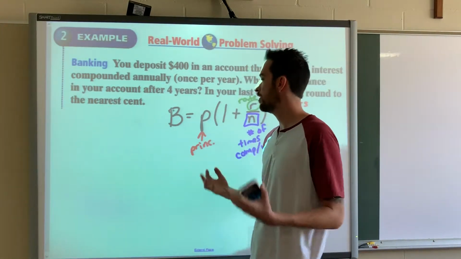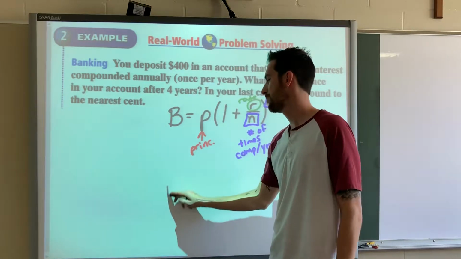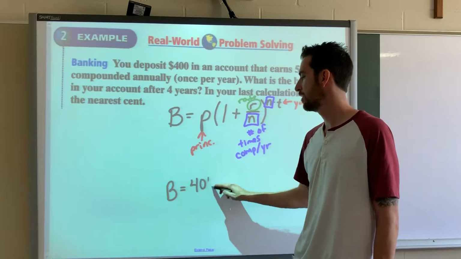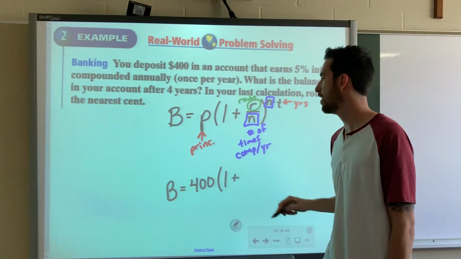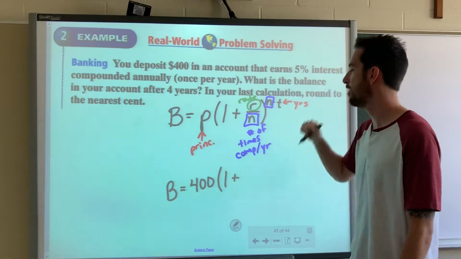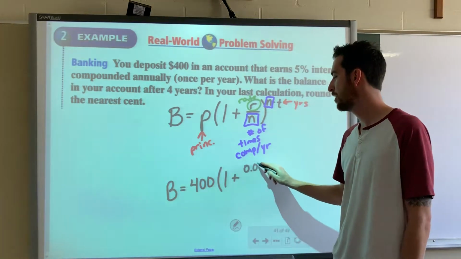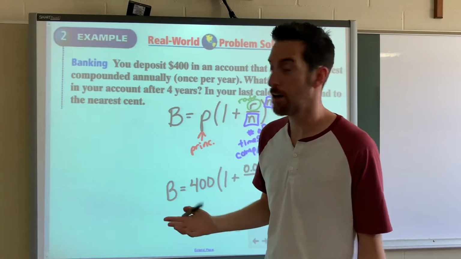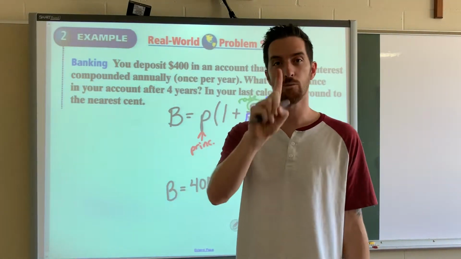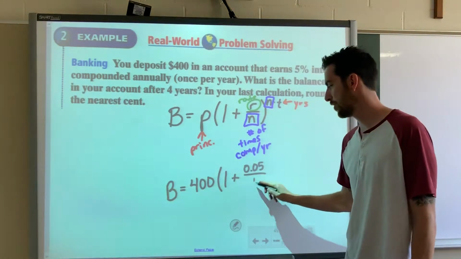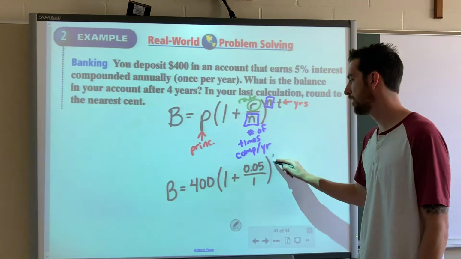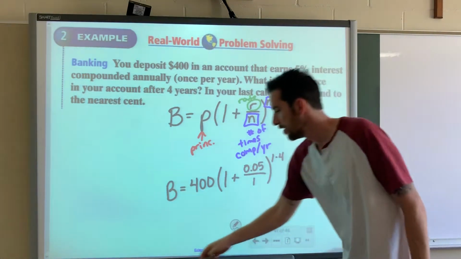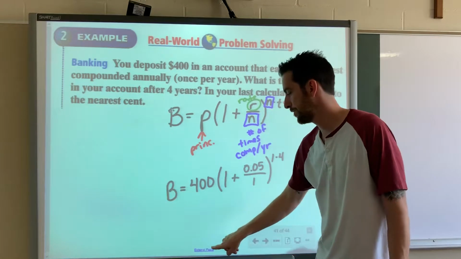So if we fill in our information now, balance equals the principal, we put in $400, times (1 plus our rate was 5%, so 0.05, over N. N is the number of times per year it's compounded, and it says it's just annually, which is 1 time per year. So that number goes there, and it also comes right back up here, and we multiply that by T, the number of years, 4. What we just did is the hardest part.